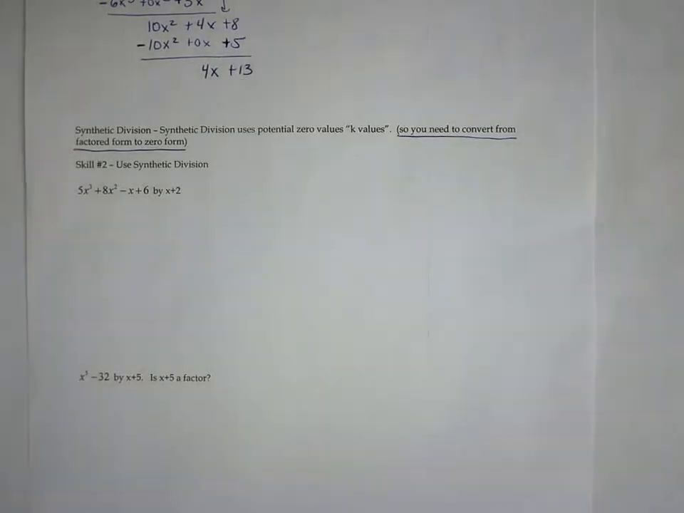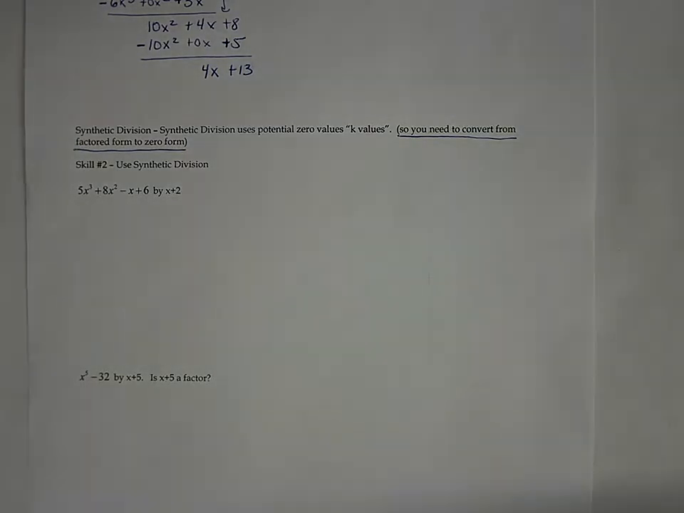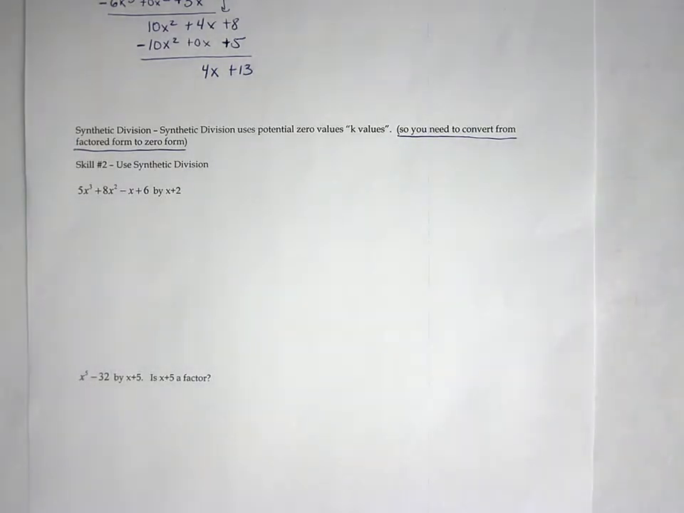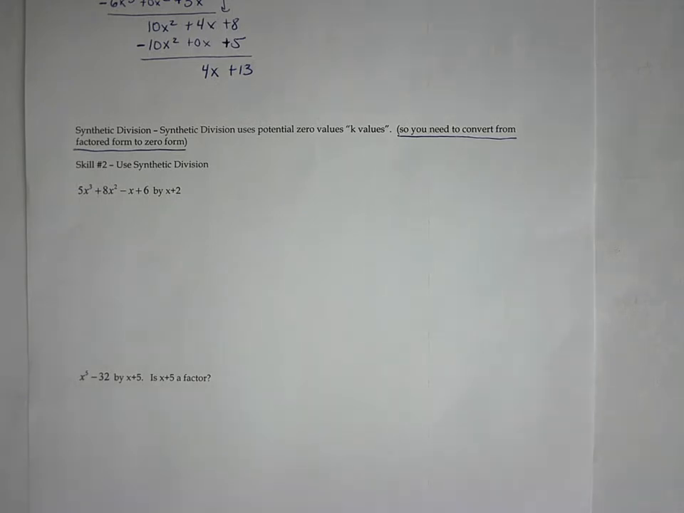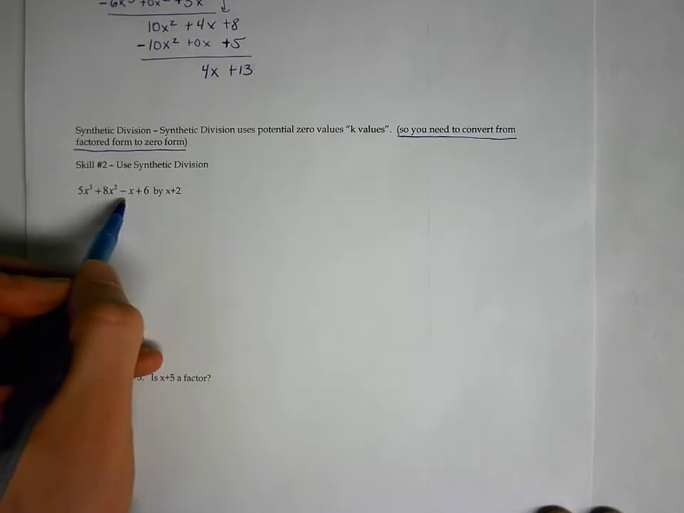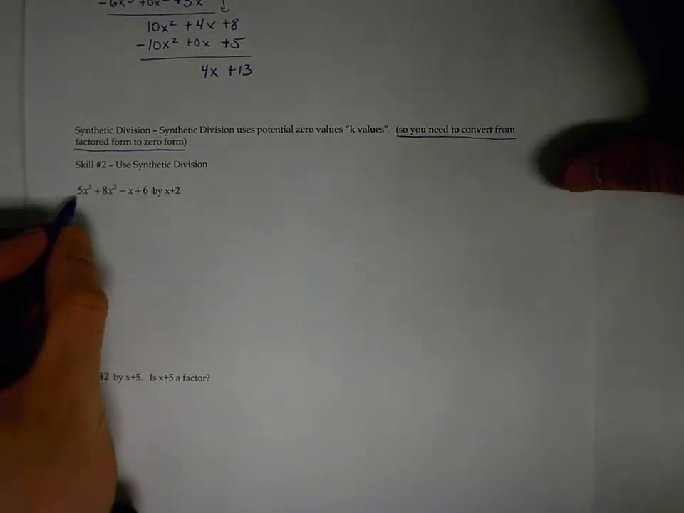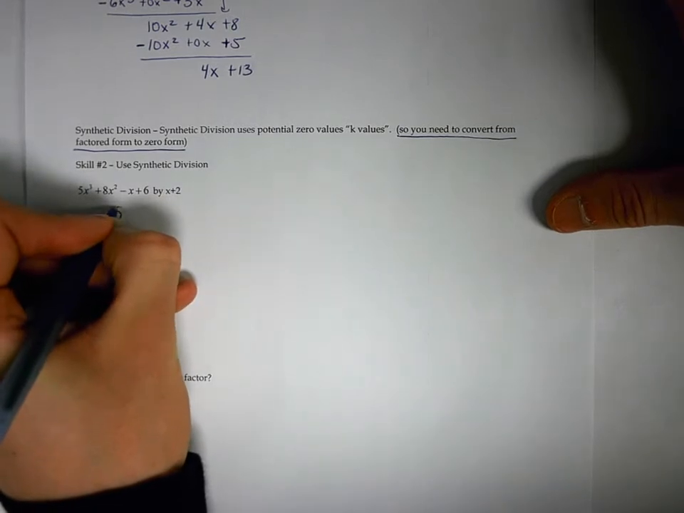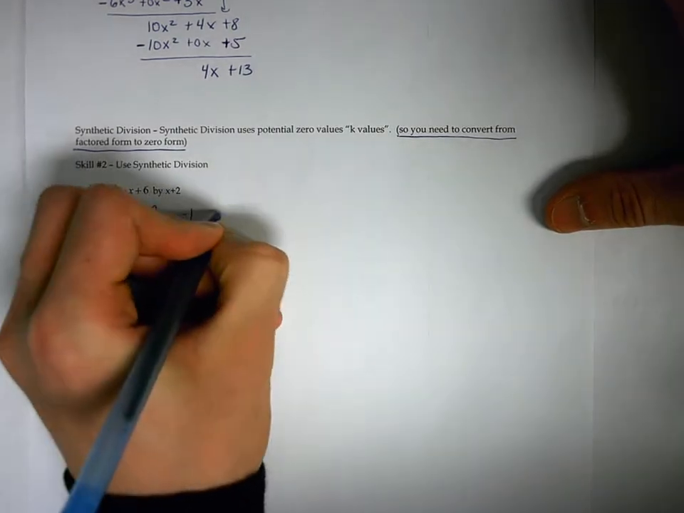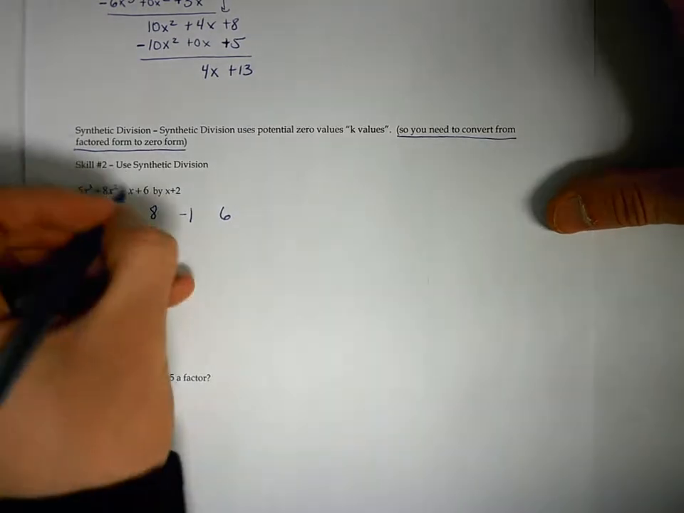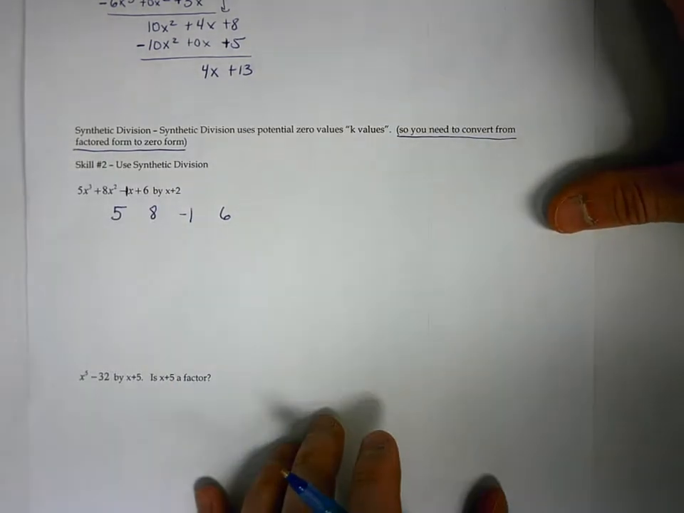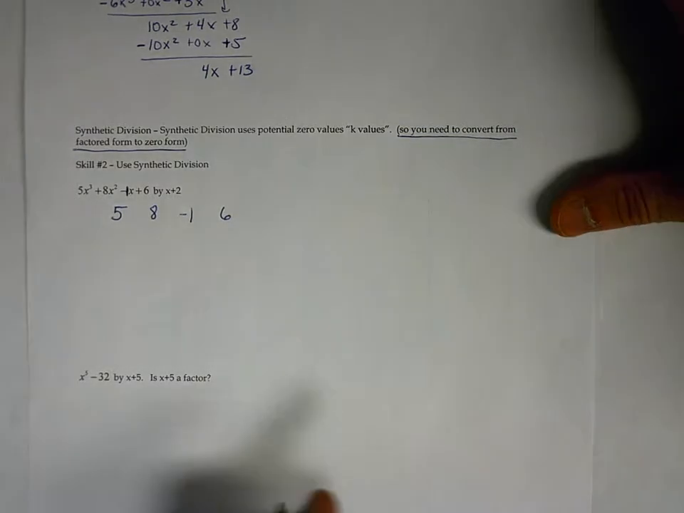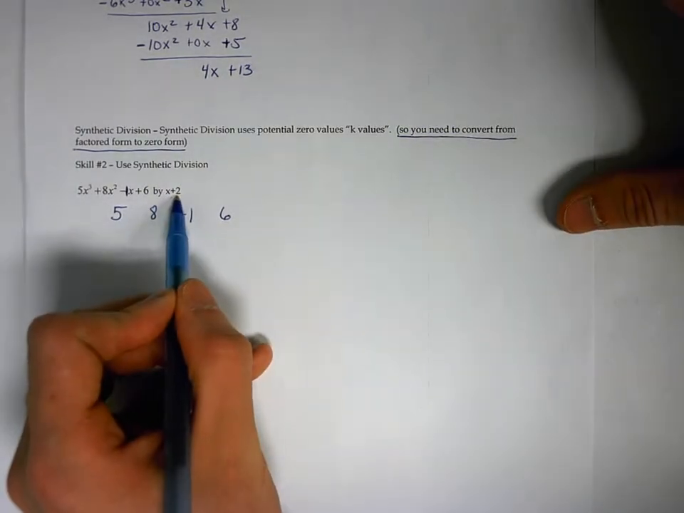Synthetic division says we can drop off all of the variables, and I'm only going to deal with coefficients. And I'm going to divide through by a potential zero value to see what I get as a reduced form of 5x cubed plus 8x squared minus x plus 6. If I write this without the variables, it's going to be 5, 8, minus 1, and 6. I just took all the coefficients that were in front, and in front of that x we've got a minus 1. Then over here I'm dividing by x plus 2.